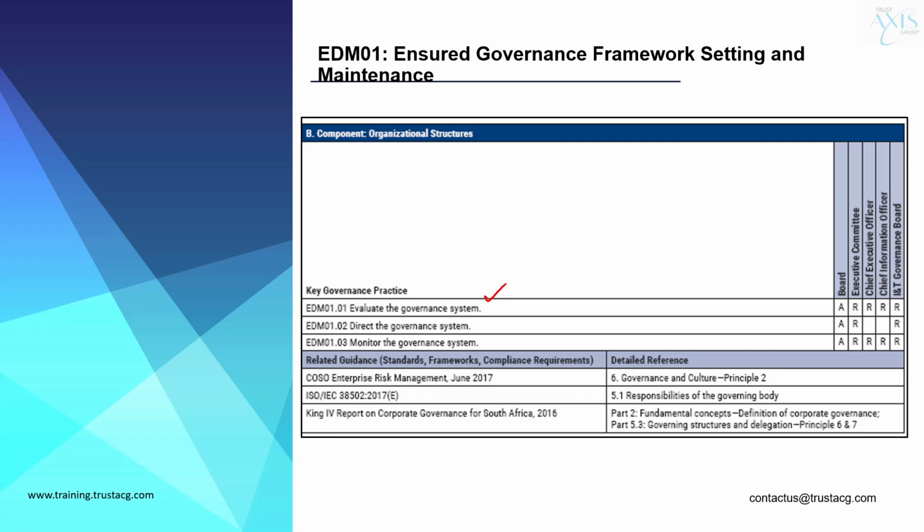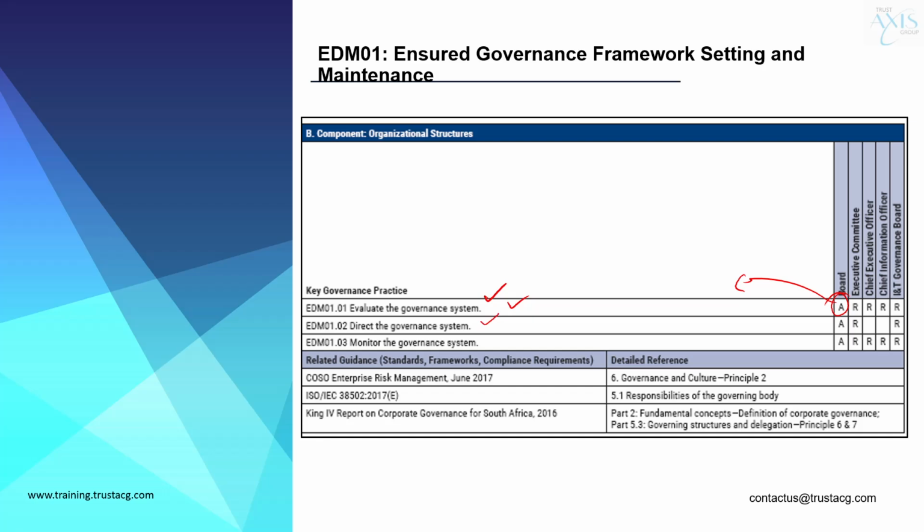In this case, as you can imagine, the board is accountable to ensure the activities that we discussed in the previous slide are implemented on the ground. While your executive committee, the office of the chief executive officer, chief information officer, and the IT governance board are all responsible for executing and reporting on these evaluations. This will ensure that the governance system remains relevant, compliant, and capable of driving enterprise performance.